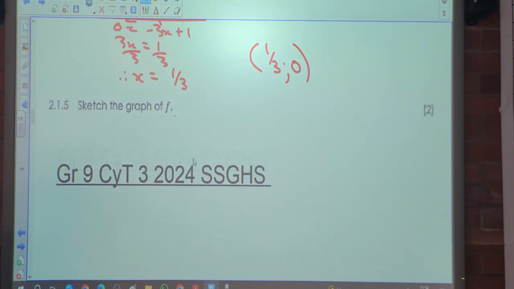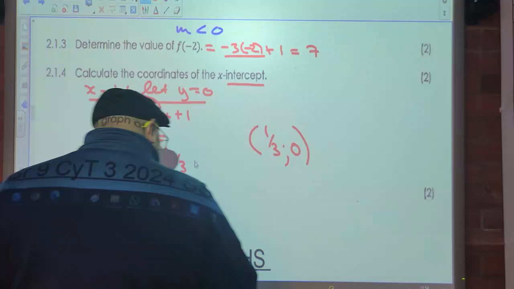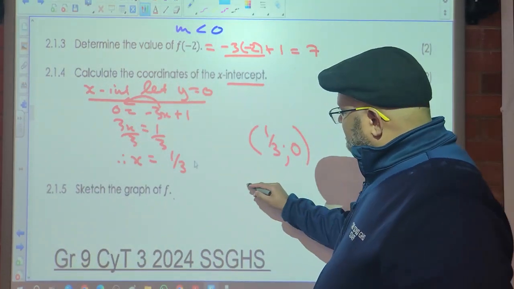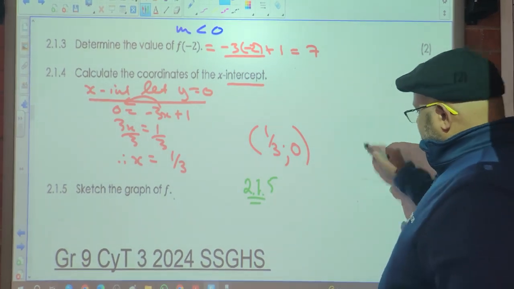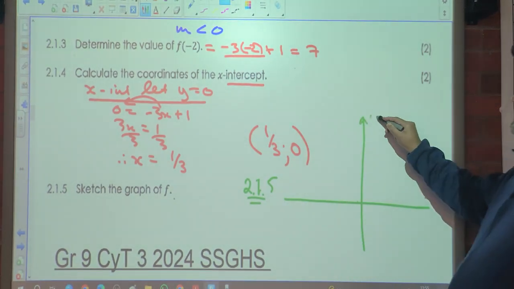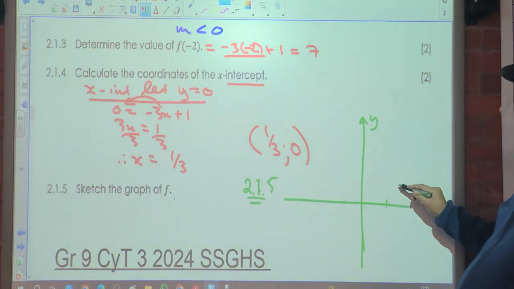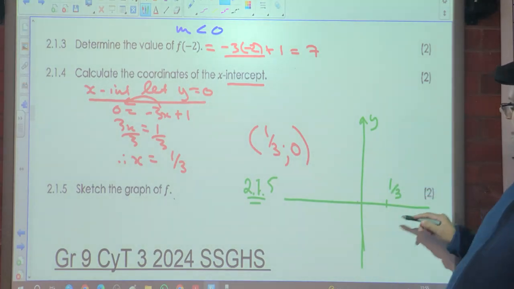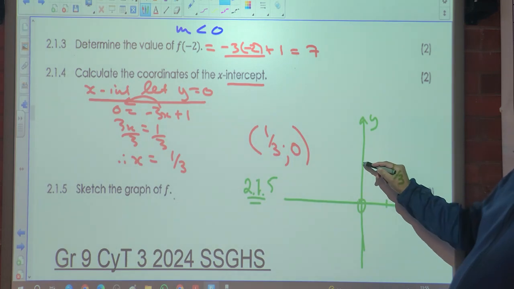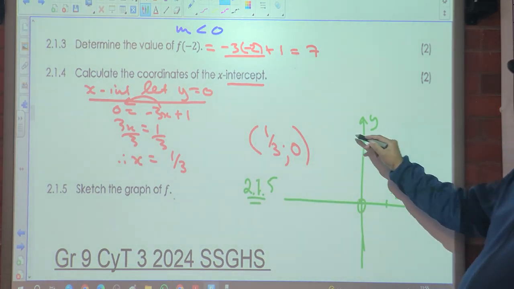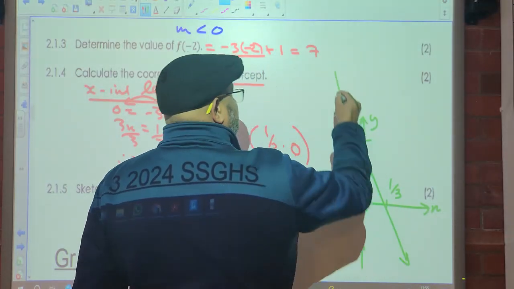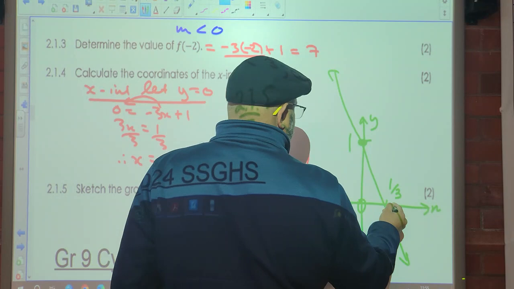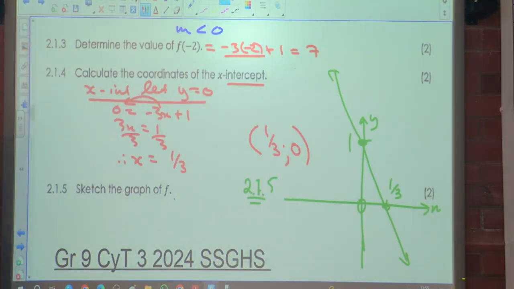Sketch the graph. What do I need to sketch a graph, people? I need an x-intercept and a y-intercept. I just need 2 points. So what's your x-intercept? Positive a third. What's your y-intercept? 1. Was it 1 or minus 1? So what I do is I take a ruler, as you see me doing. And there we go, straight line. You all agree with that? Any confusion?